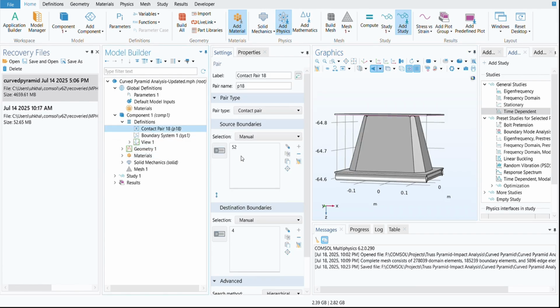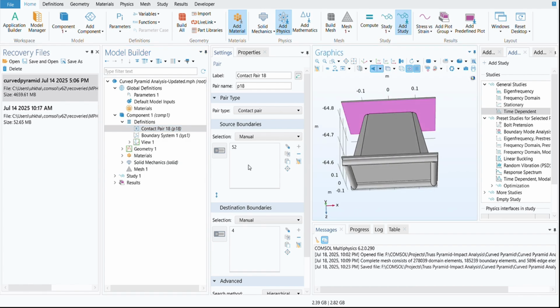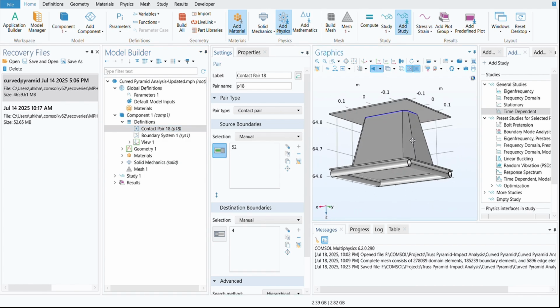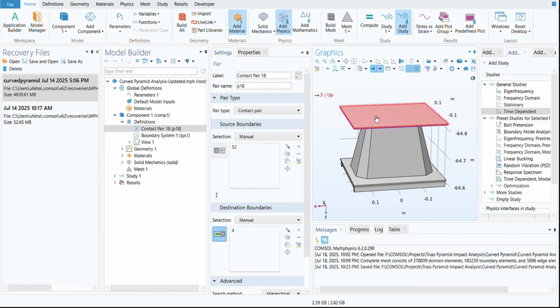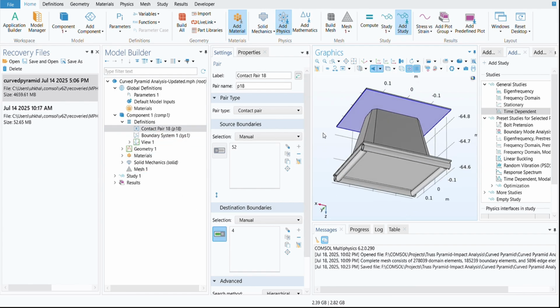So this is our contact pair which we have to make. You can see this is basically this area of contact and the second area of this rigid wall. As we have to study, this rigid wall will fall freely on this pyramid and will deform its structure. So this is the contact pair which we have created. The contact pair is important in impact analysis. In order to carry out simulations, we have to define which parts we are going to pair, or the parts which will collide with each other.